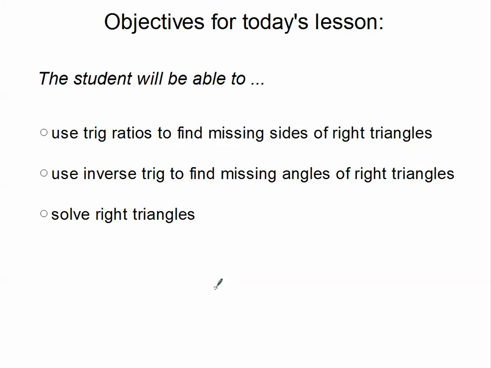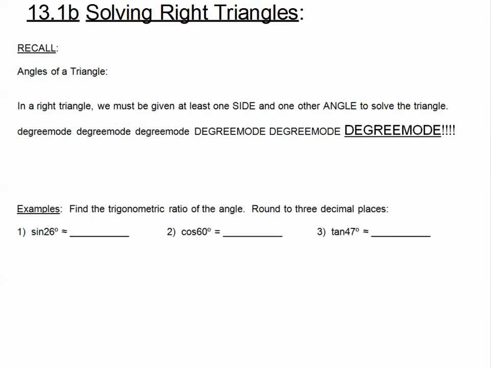In this first tutorial, we will use trig ratios to find missing sides of right triangles. So we are still in section 13.1, and our ultimate goal is to solve right triangles. But before we can do that, we need to build some skills.